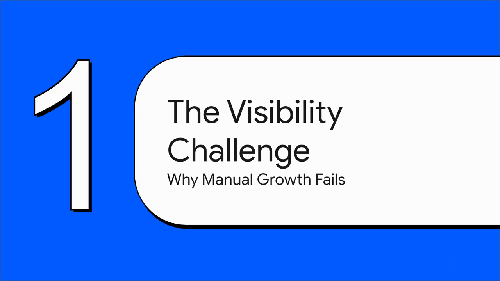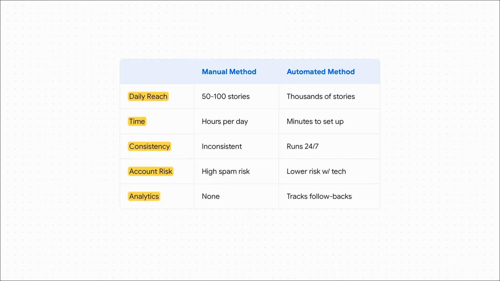Okay, but to really get why someone would automate this, we first have to talk about the problem it's trying to solve. And that's the wall you eventually hit when you're trying to do everything manually. And wow, this slide really just lays it all out, doesn't it? The sheer difference in scale is huge.